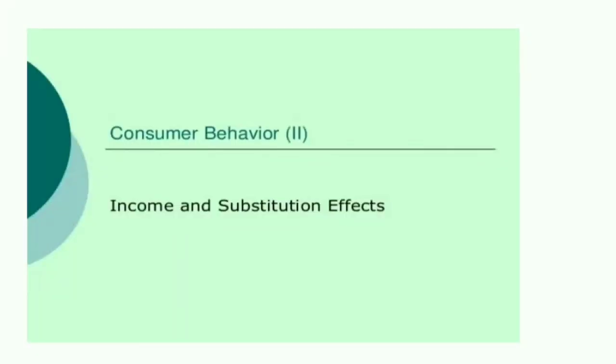So, consumer behavior, income and substitution effects. The income effect states that when the price of a good decreases, it is as if the buyer of the good's income went up. The substitution effect states that when the price of a good decreases, consumers will substitute away from goods that are relatively more expensive to the cheaper good.